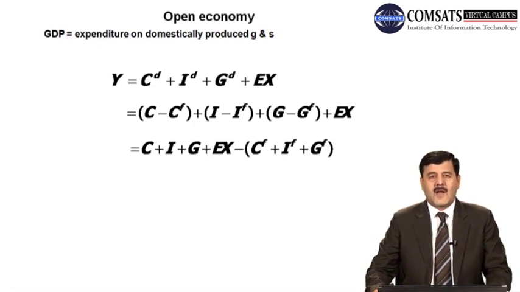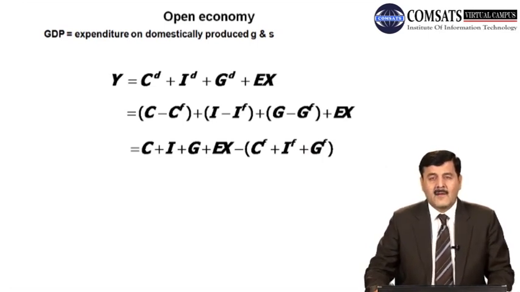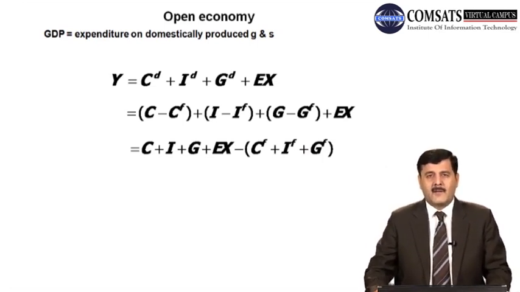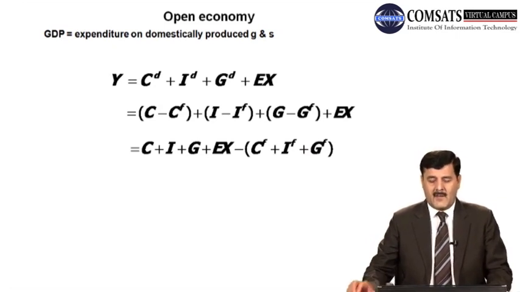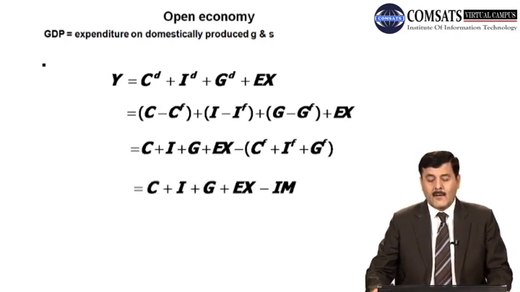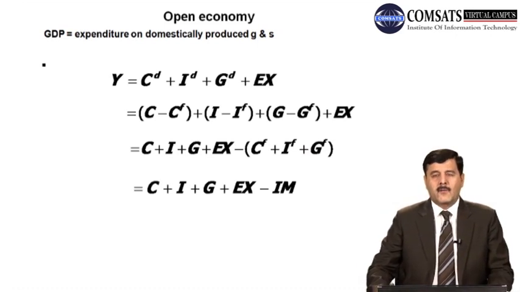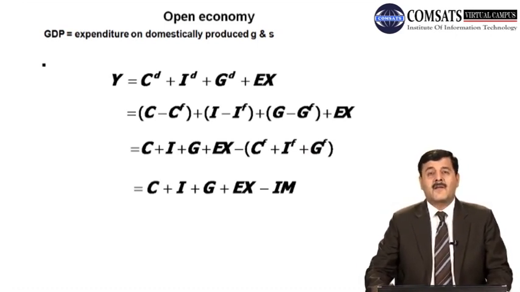So we have two components of the above equation: one with a positive sign, and the other the variables with a negative sign. Now, as we know, CF plus IF plus GF is the difference between exports and imports, because it is the consumption on foreign goods plus investment on foreign goods plus government spending on foreign goods. So if you add these together, that will give us the imports. So you can just replace this term, right?